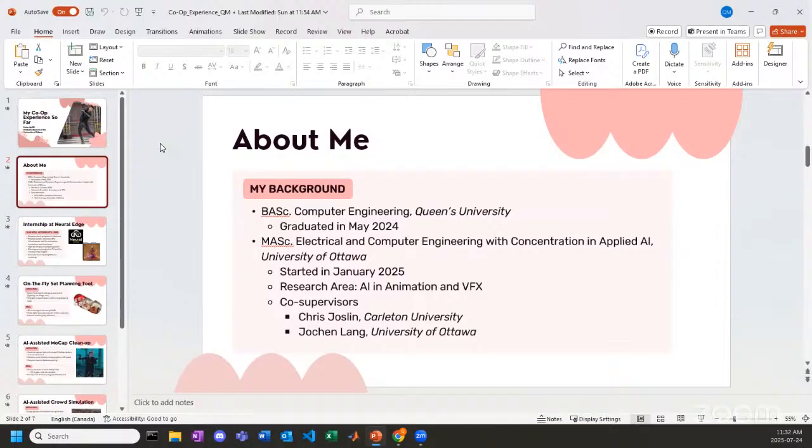so far. My research area is in the intersection of AI and animation and VFX. And I have two co-supervisors, Chris Joslin from Carleton University and Jochen Lang from the University of Ottawa.